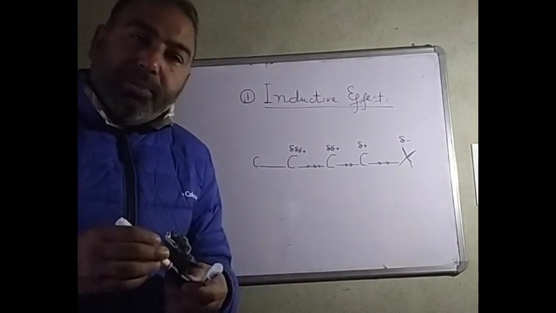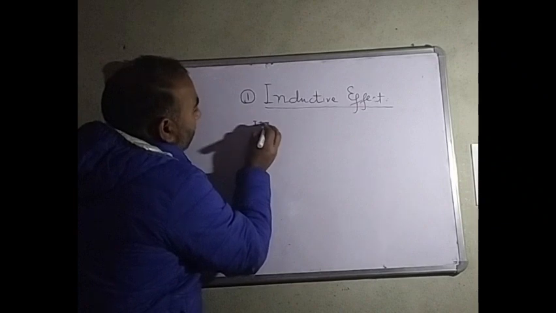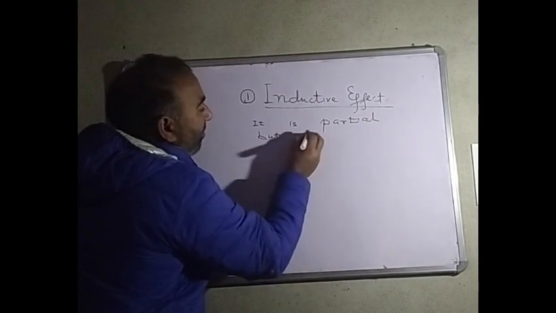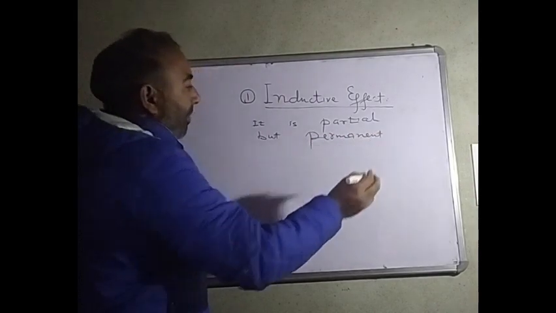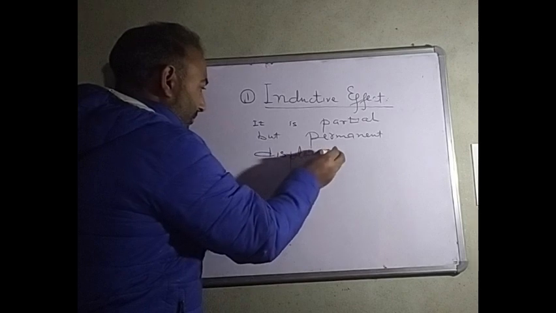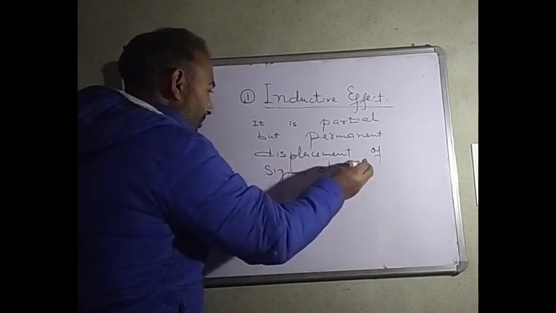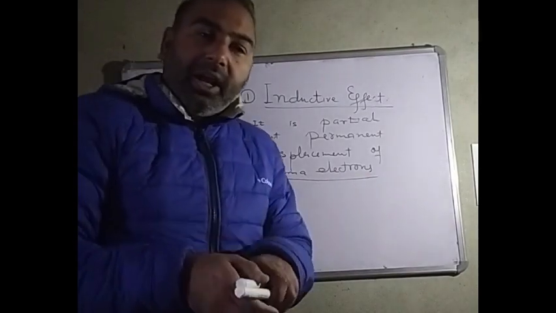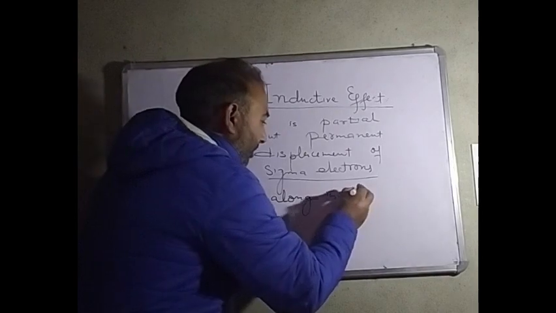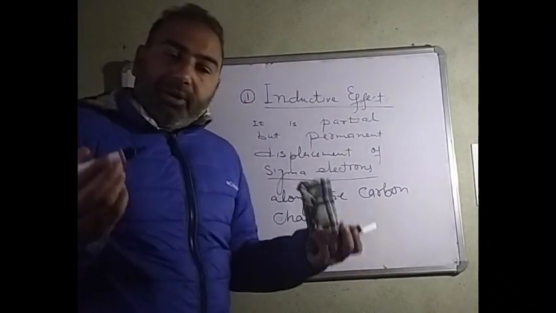Now I will write the definition of inductive effect. Inductive effect is the partial but permanent displacement of sigma electrons along the carbon chain. Okay, this is the statement of inductive effect.